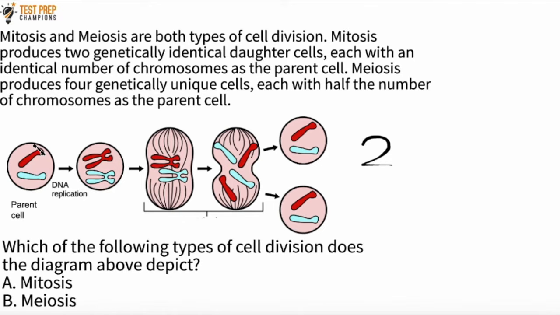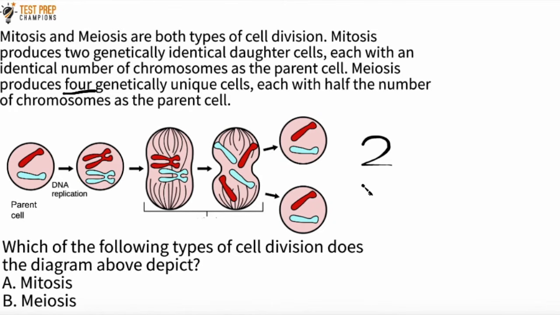Now in meiosis, there would be 4 unique cells, and each of them would have half the number of chromosomes as the parent cell. So if this were meiosis, we wouldn't just see 2, we'd see 4 cells, as the paragraph tells us, and they would all look different from that parent cell, because each has half the number of chromosomes as the parent cell. They're 4 genetically unique cells in meiosis. Here, 2 cells are produced, and they're genetically identical to the parent cell.